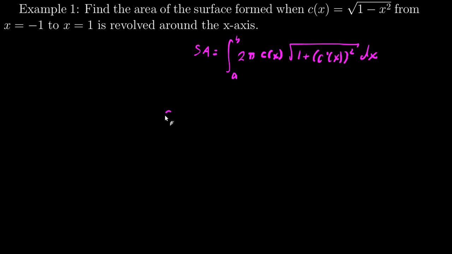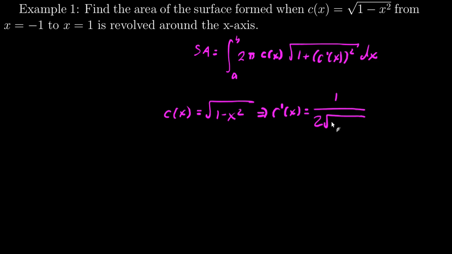Well, if c of x is the square root of 1 minus x squared, I'll need to use some chain rule to get c prime of x. Take care of the square root and get 1 over 2 root the same thing, 1 minus x squared, times the derivative of the inner function, which is going to be negative 2x. And that gives me the negative 2 over 2, the 2's cancel, so I get negative x divided by the square root of 1 minus x squared.